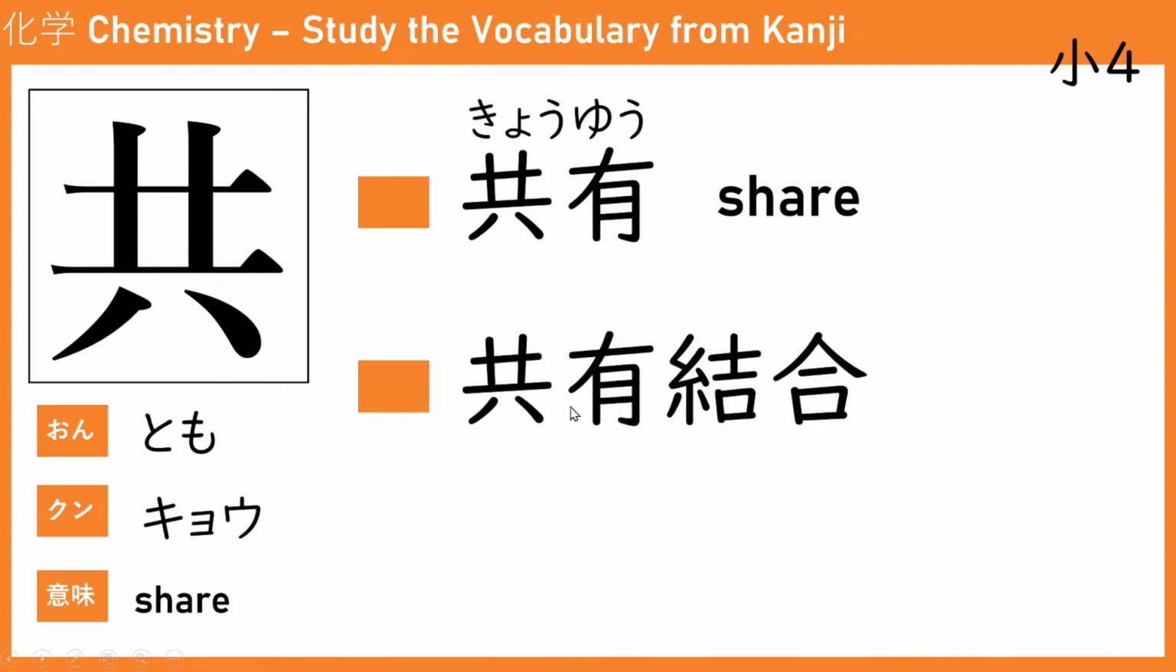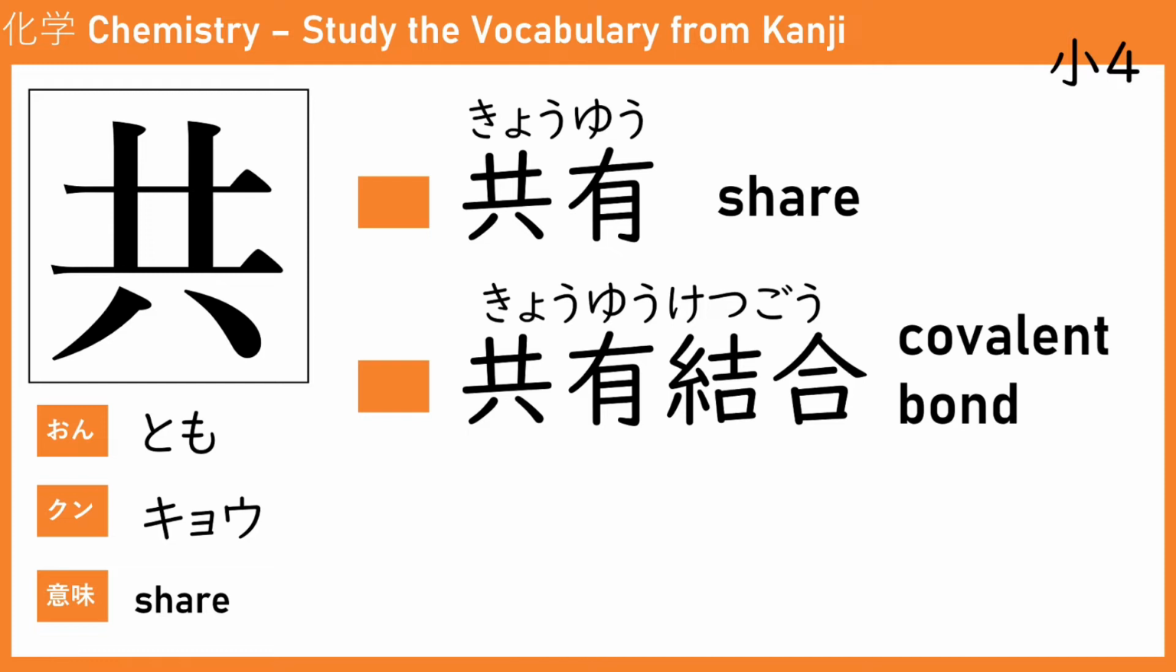You can also see this kanji, kyoyu ketsugo. So it means you share both bonds. So what do you share in the bonds is the electron. So it refers to the covalent bond. So it's a bond that shares electron from one atom to another atom.